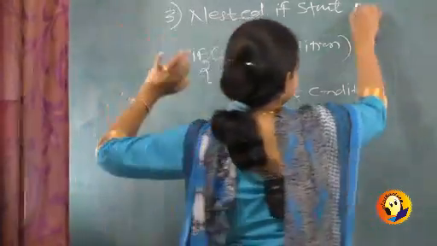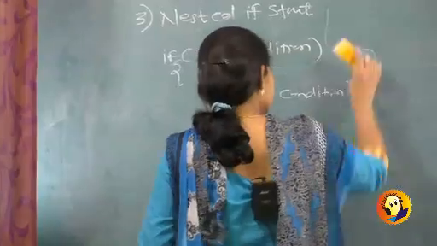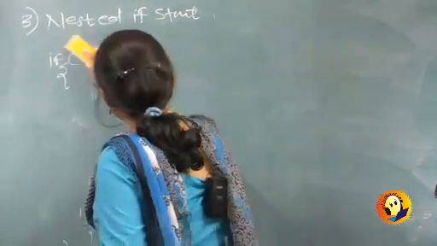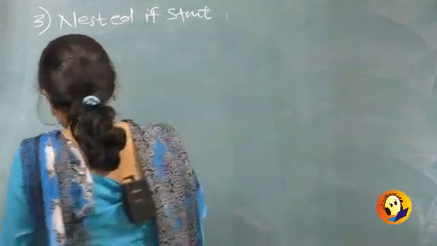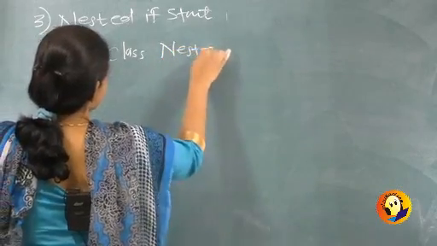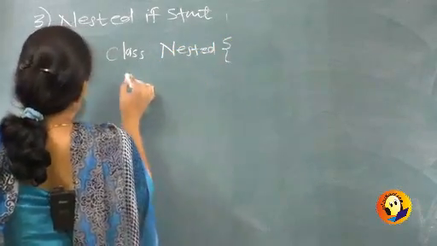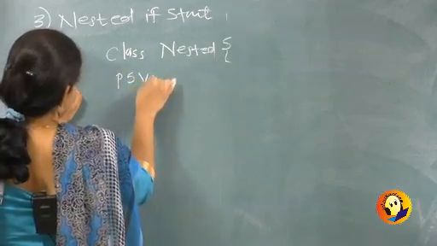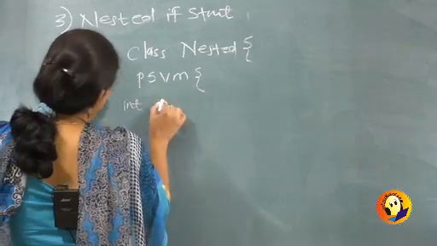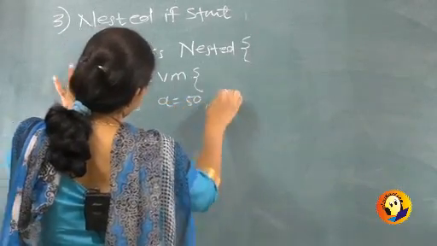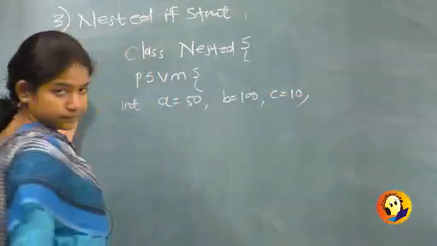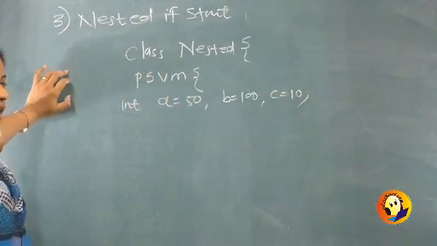For example, consider one Java class, Nested. In that, consider public static void main. Inside that, declare variables: integer a is equal to 50, b is equal to 100, and c is equal to 10. Okay, so there are three variables of integer type.